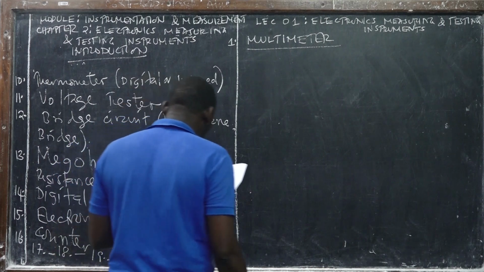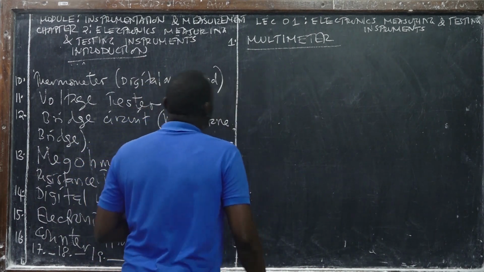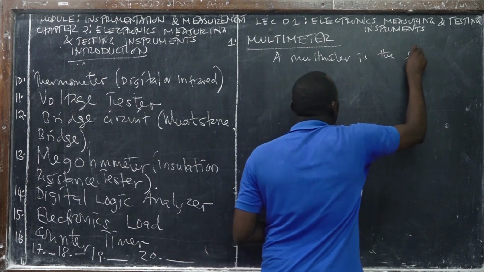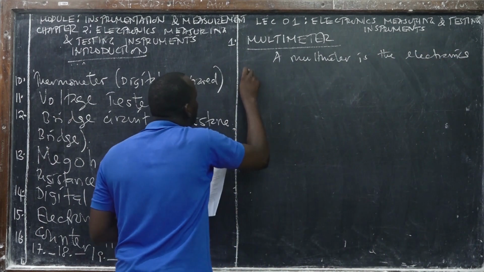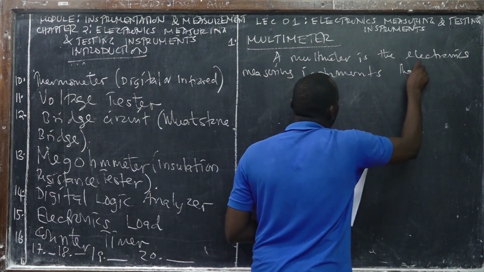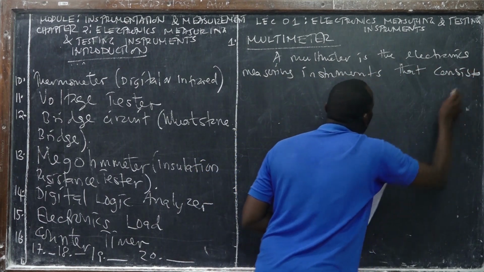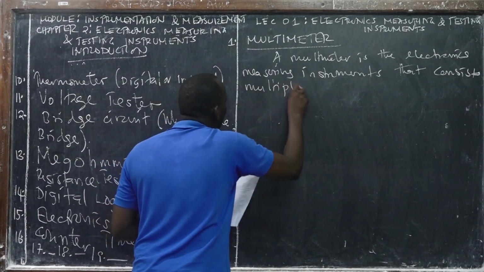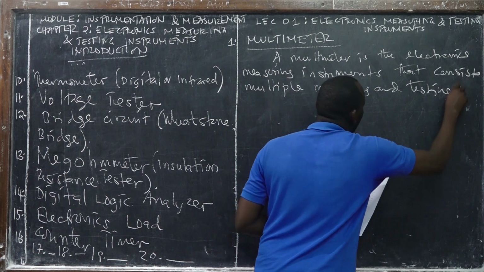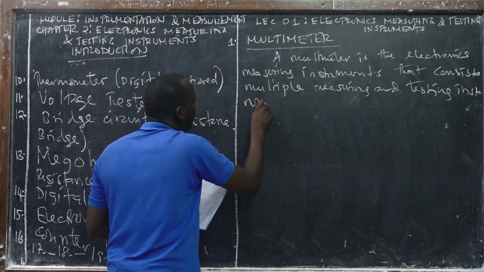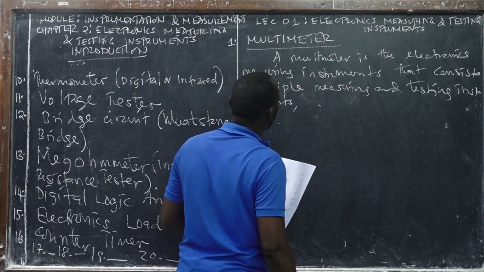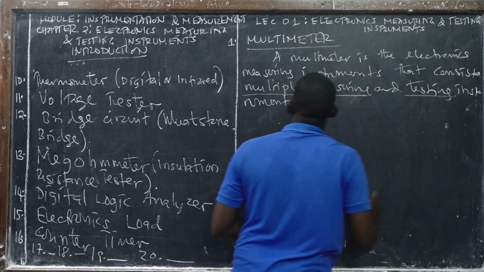Okay, multimeter. Say multimeter. Simply say that a multimeter is an electronic measuring instrument, if you are asked to define it, that consists of multiple measuring and testing instruments.